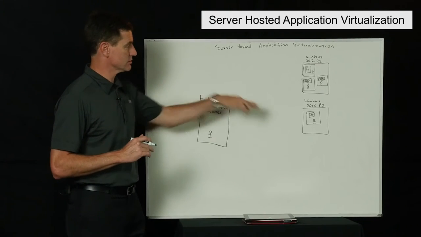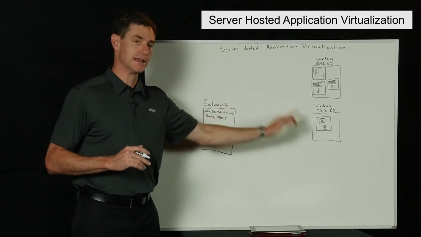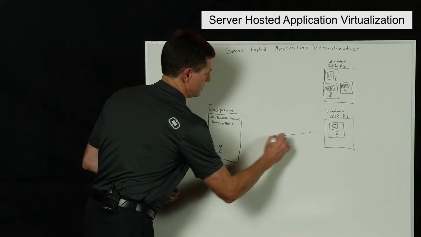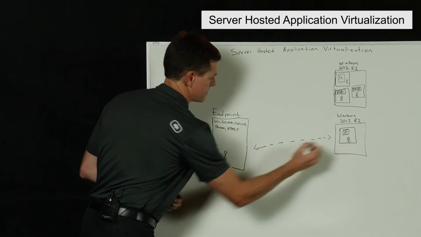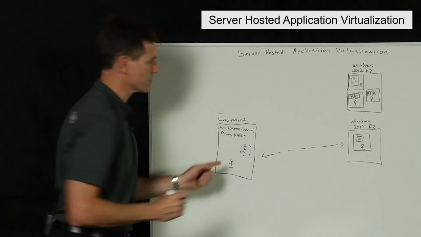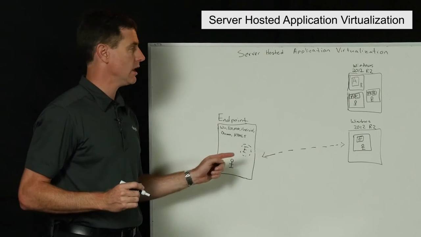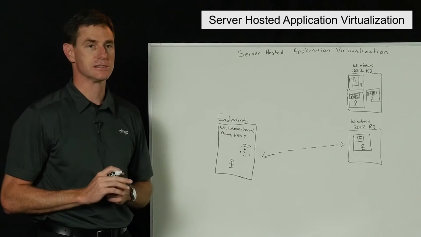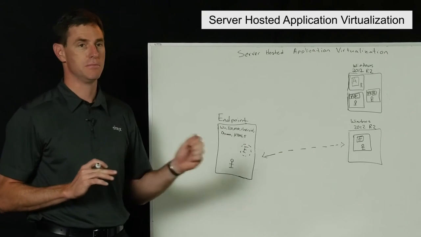So in this case, a server operating system is running in the data center, hosted and presented over the presentation layer ICA protocol, with the application running back on the server but appearing to be executing locally, though it's being hosted on the server operating system with a single user at a time back in the data center.